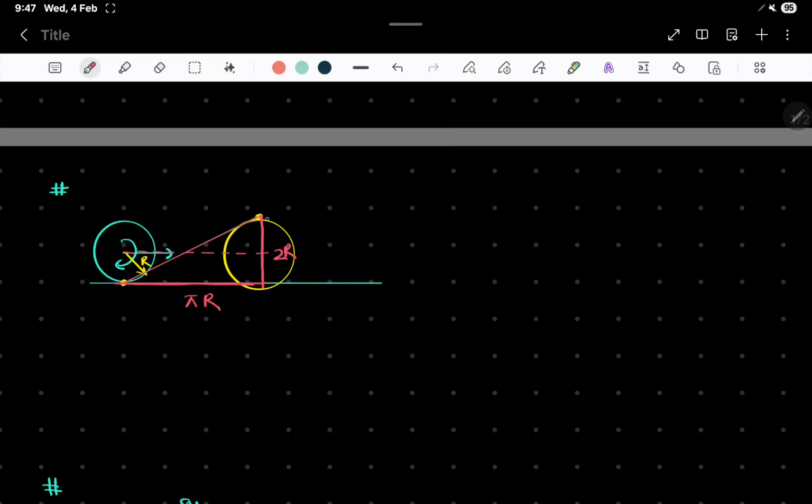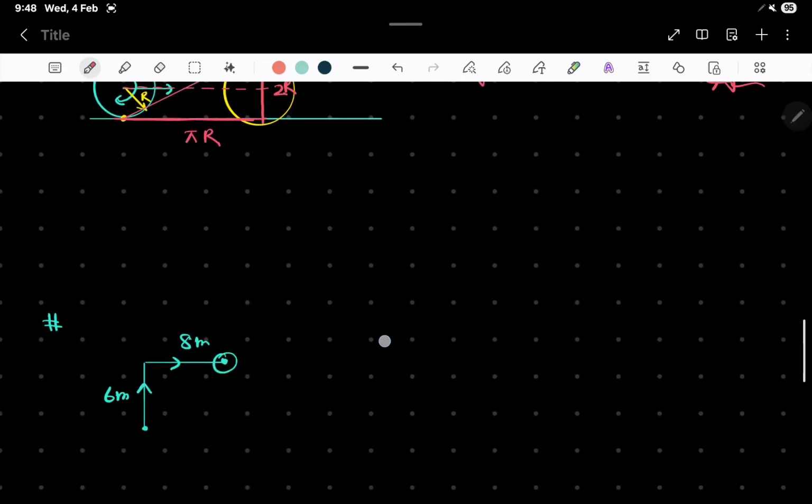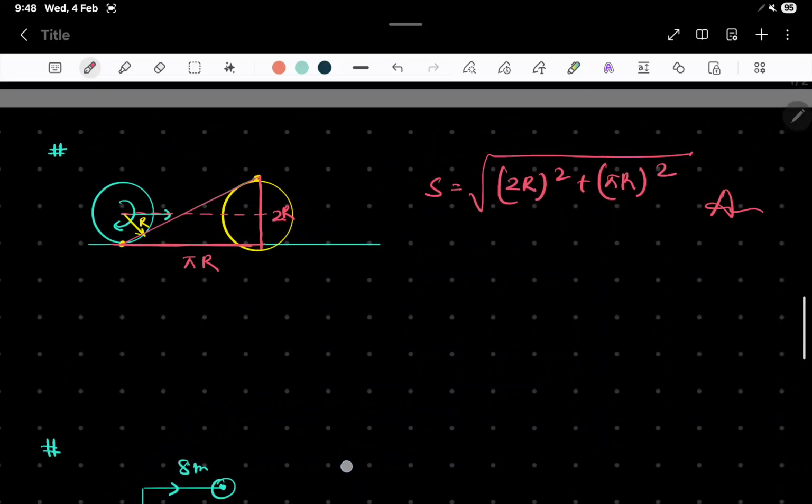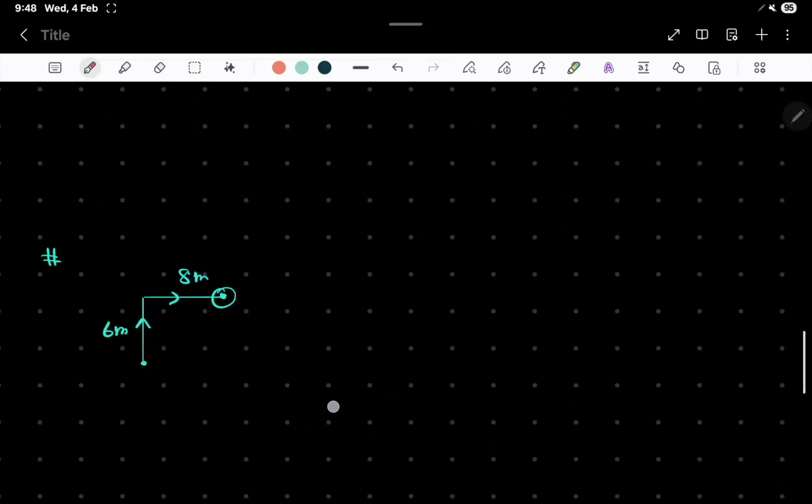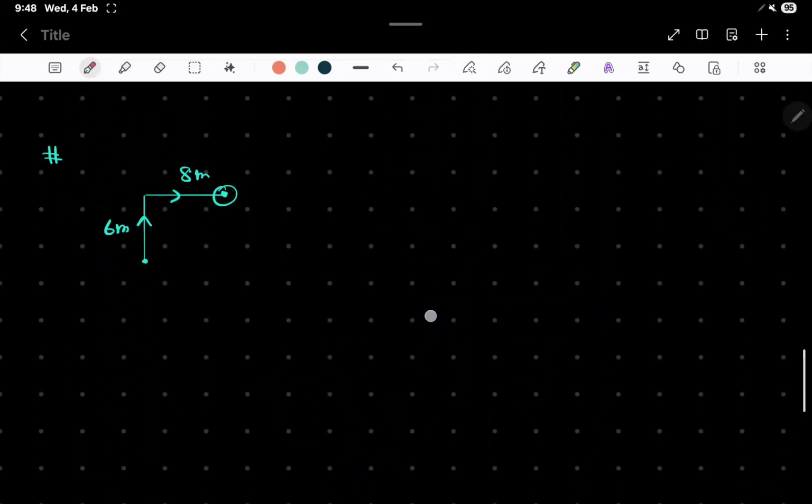So I must say that using Pythagoras theorem, displacement is coming to be root over (2r) whole square plus (pi r) whole square. Okay, this is the answer. You may check it. Thereafter I'm not asking about the distance, because distance will be a little difficult one, which will be dealt in the rotational motion. Okay, now the next question.